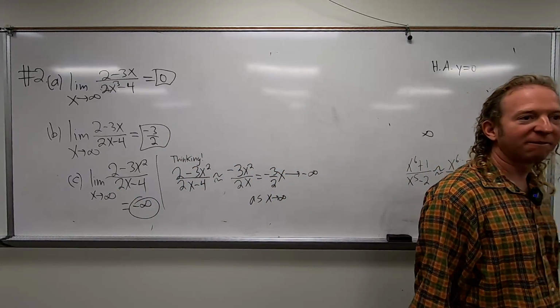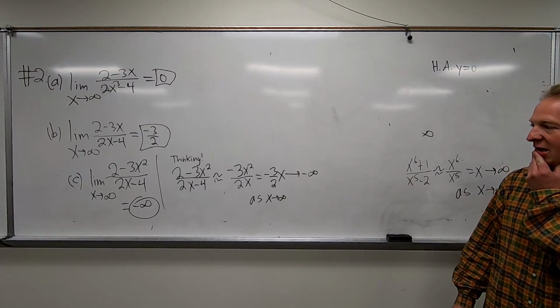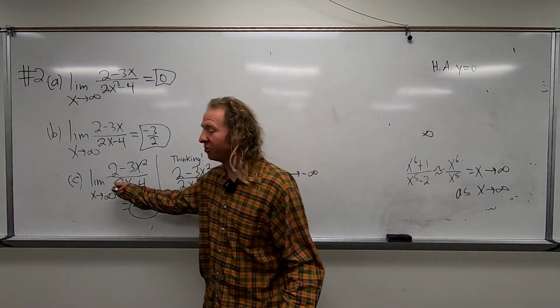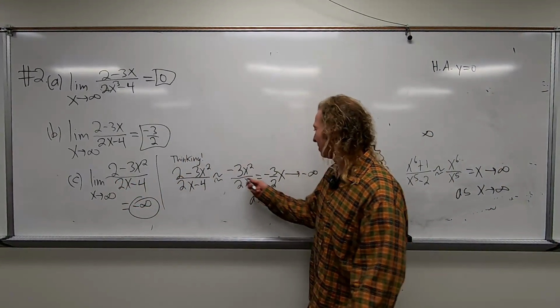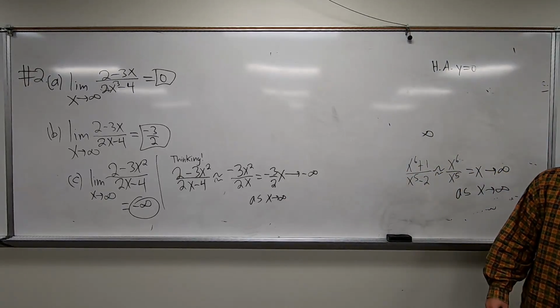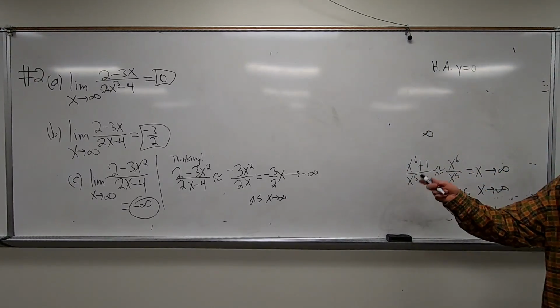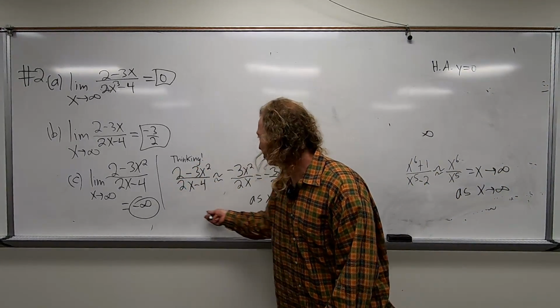If the bottom was negative, would it be positive? If you had a negative 2x here, yeah, because then it would become a positive. Nice problem, a little bit harder. So this intuition is really important.